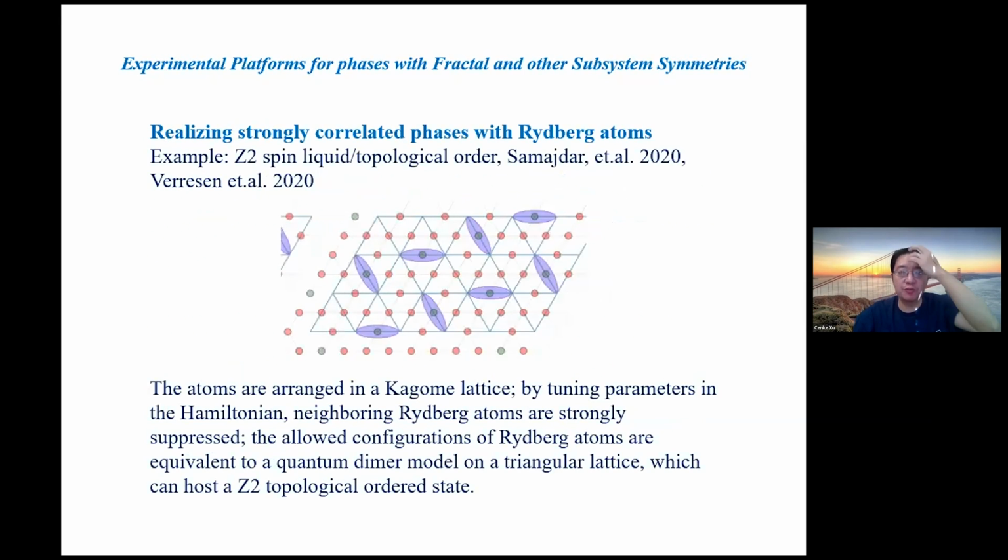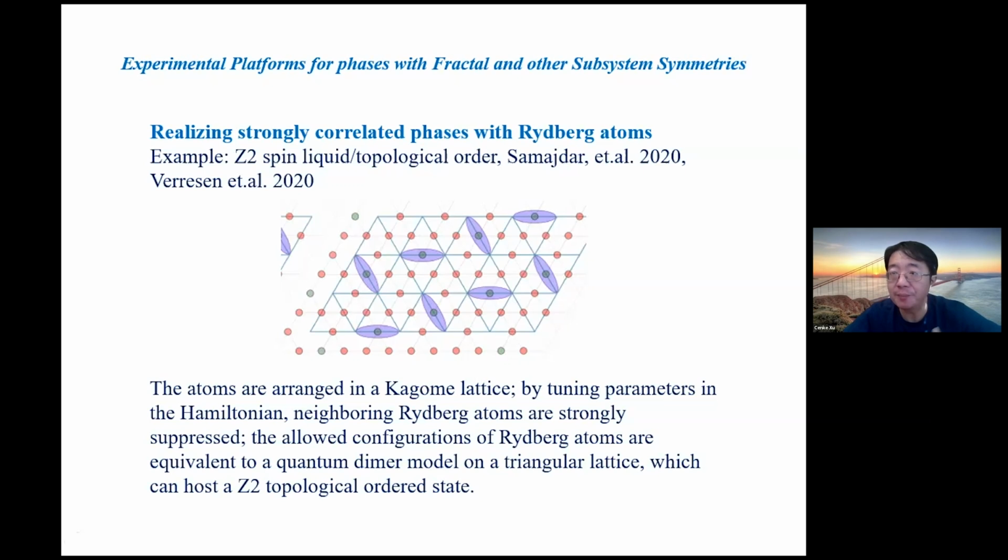Okay, so let me first review what people have proposed with the Rydberg atoms. Recently there are two papers on realizing the Z2 topological order using the Rydberg atoms. Both are from the Harvard groups. I will just illustrate what they propose in one of the two papers. What they do is trap the atoms on a Kagome lattice, and we know the Kagome lattice is the dual of the triangular lattice, which means that the sites of the Kagome lattice are the links of the triangular lattice.